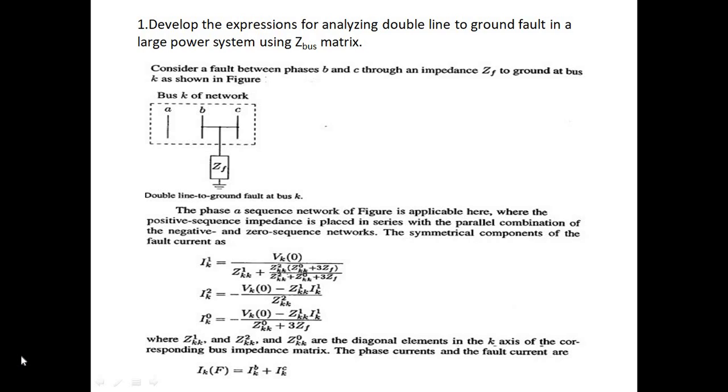The next one, IK2 is equal to minus VK0 minus ZKK1 IK1 divided by ZKK2. Then IK0 is equal to minus VK0 minus ZKK1 into IK1 divided by ZKK0 plus 3ZF, where ZKK1, ZKK2 and ZKK0 are diagonal elements in the Kth row of the corresponding bus impedance matrix. The fault current is IKF is equal to IKB plus IKC.